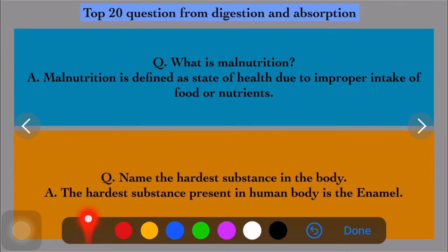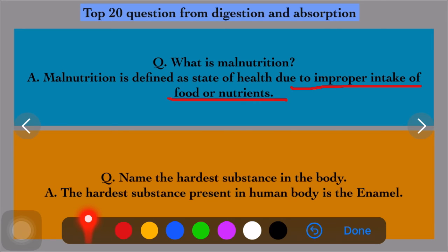The next question is: what is malnutrition? So malnutrition is defined as state of health due to improper intake of food or nutrient. So the state of health which occurs due to improper intake of the balanced diet. As we all know, balanced diet is very important for maintaining the utmost health of our body. So in case if we are not taking proper food and nutrients, also vitamin and mineral including, this will lead to malnutrition.